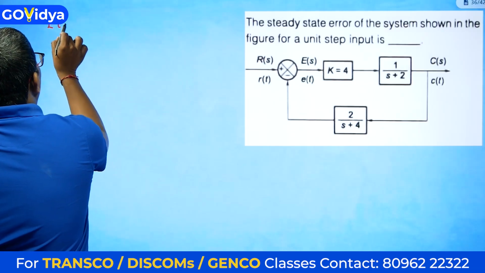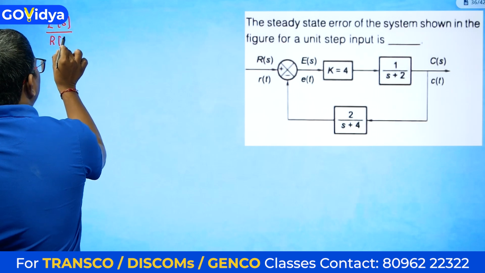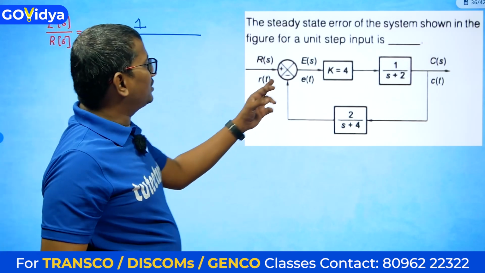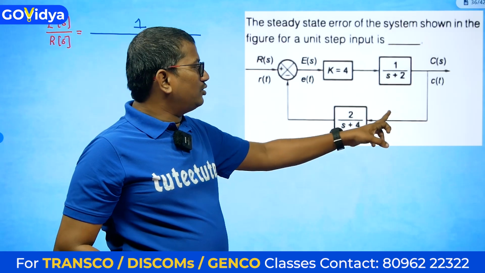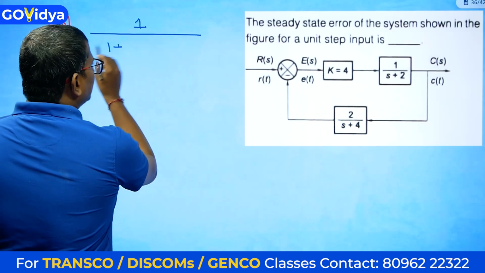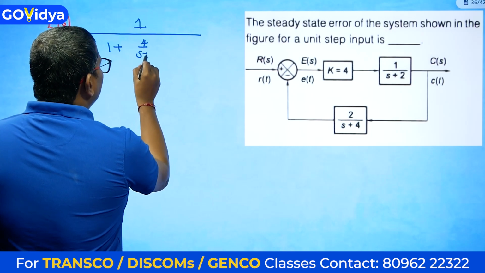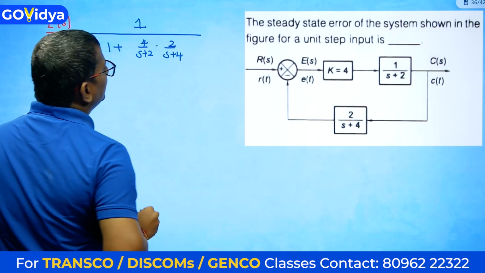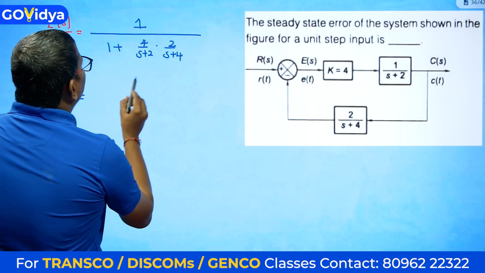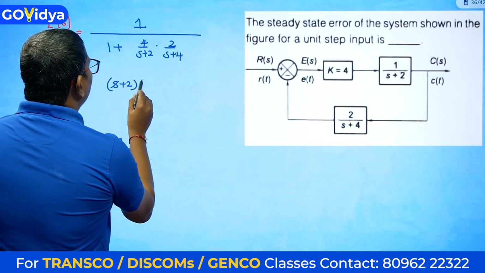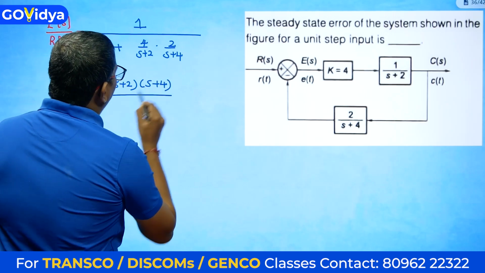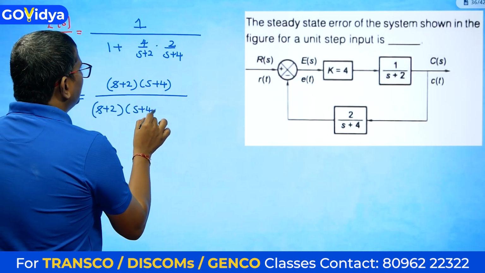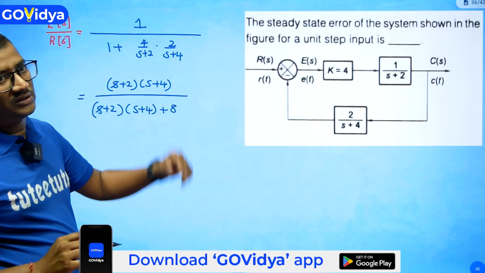First of all, E of S divided by R of S is equal to, tell me how many forward paths are there? Only one, in the numerator. And what is the loop transfer function here? 4 by S plus 2 into 2 by S plus 4, which is nothing but 1 plus, what is that? 4 by S plus 2 into 2 by S plus 4. You simplify this, what will you get? (S plus 2) into (S plus 4), whole divided by, I am just simplifying, that's it, (S plus 2) into (S plus 4) plus 8. This is our transfer function.